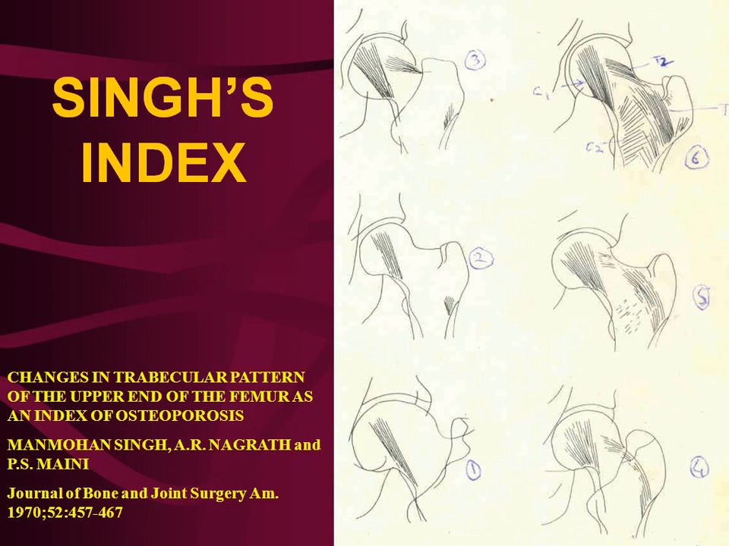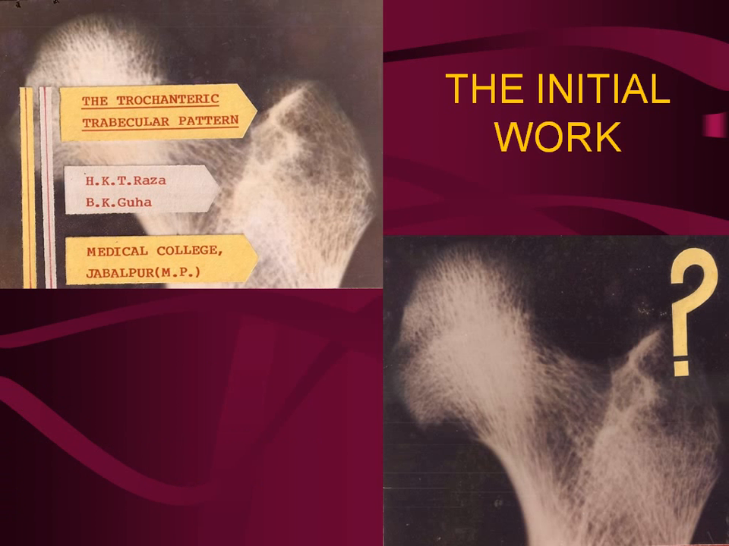The Singh's index, I'll come to this later, but this I think is very erroneous because it is based on just a two-dimensional picture in the AP view. We need to see any bone in a three-dimensional perspective. Only then can we know what the features are.